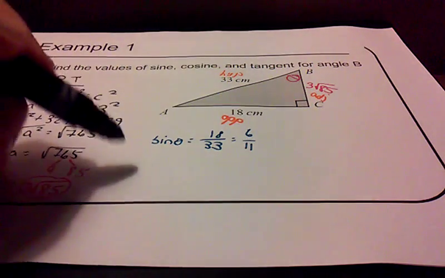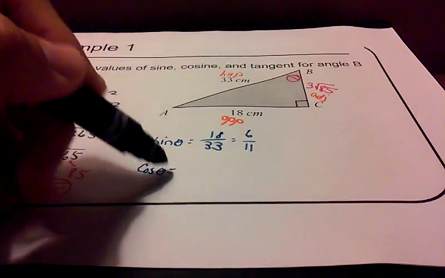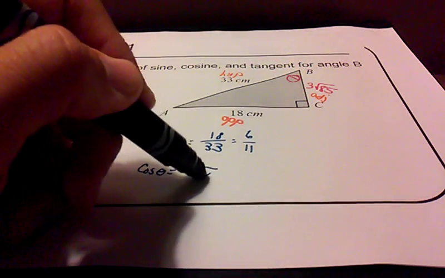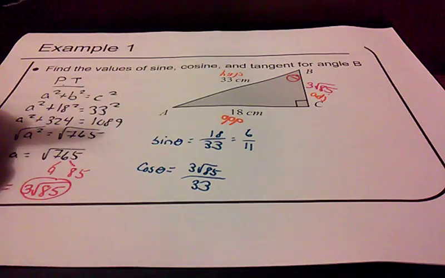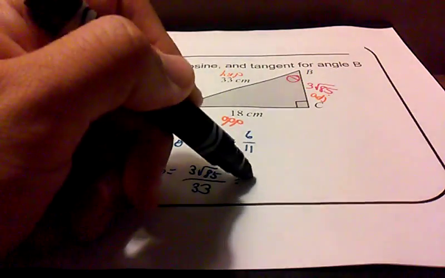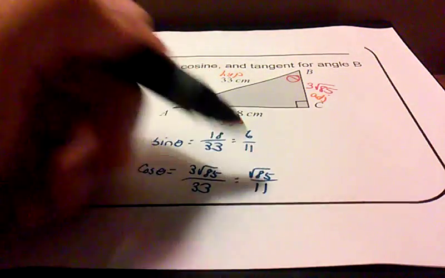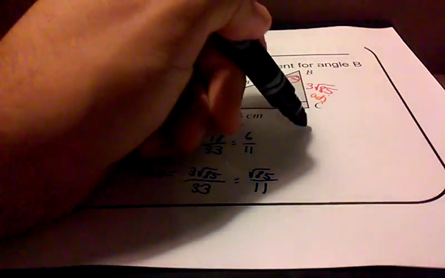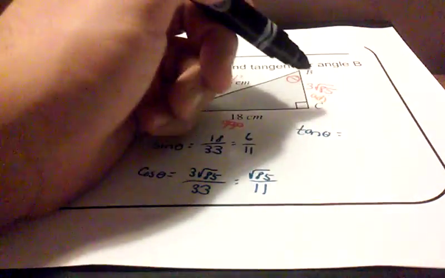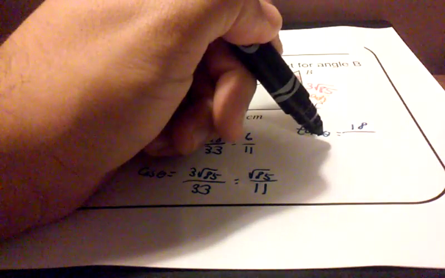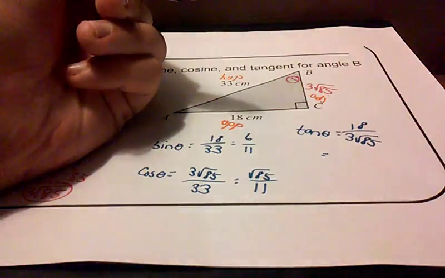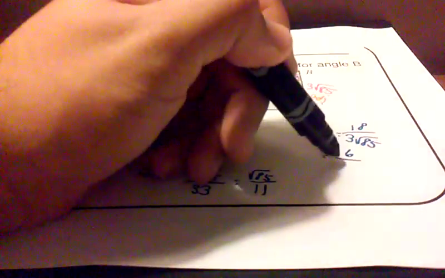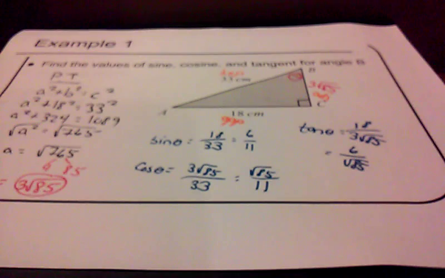So there's sine. Cosine is adjacent, which in this case would be 3 root 85 over hypotenuse, which was 33, which also reduces. I can divide by 3, and so that would give me the square root of 85 over 11. And then finally, tangent. Tangent is opposite, which in this case would be 18, over adjacent, which in this case would be 3 root 85. And then that can reduce as well. 3 goes into 18 6 times, so that leaves me 6 over the square root of 85.